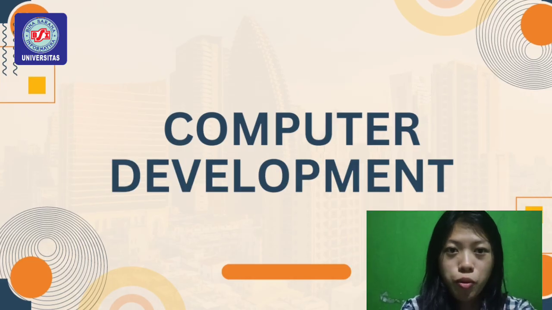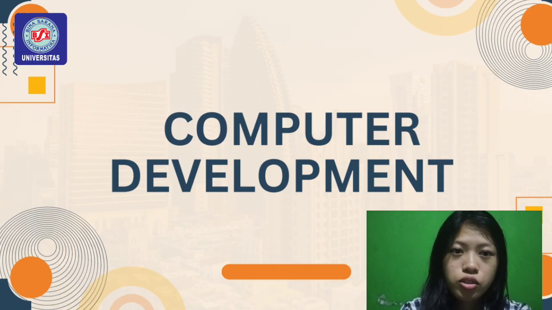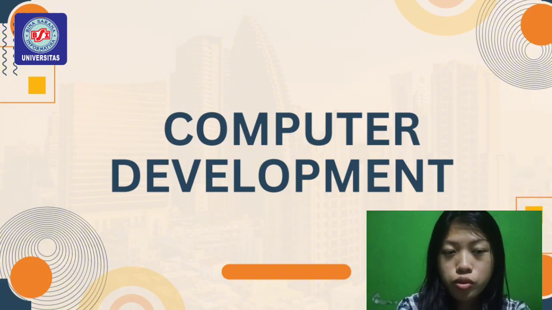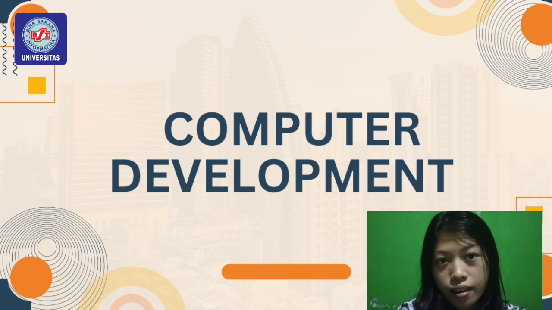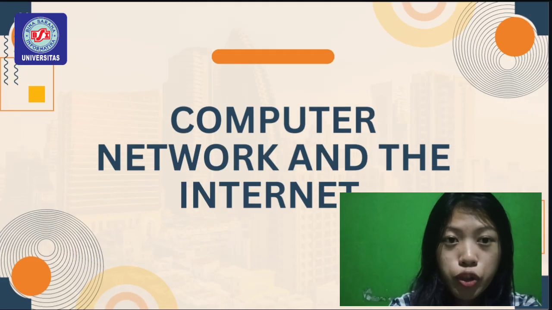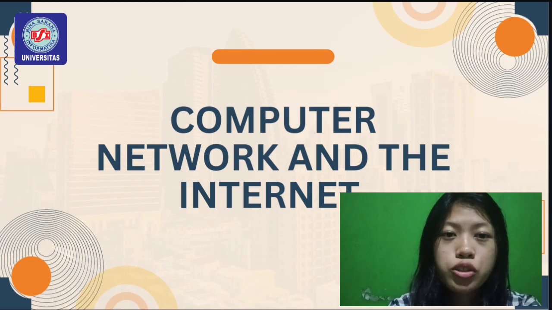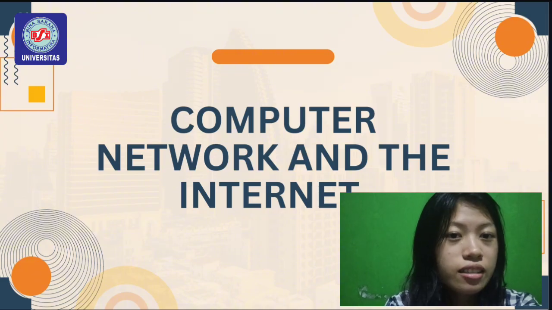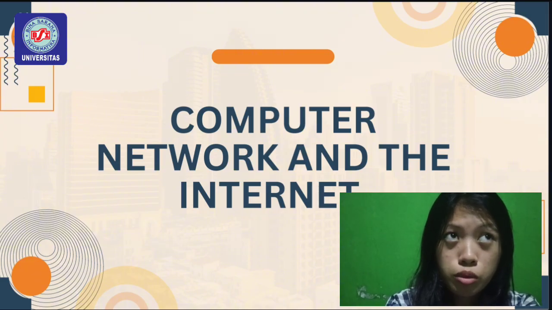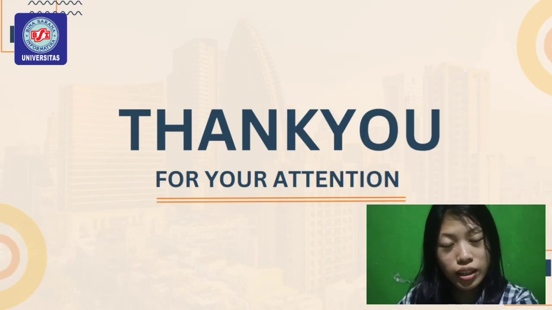And then computer development. Computers have developed rapidly from the first generation using vacuum tubes to the current generation using microprocessor technology and AI. And the last one is computer networks and the internet, like LAN, WAN, and the internet. That's how computers connect to share data. The internet enables global communication and access to various information. So that's what a computer is.